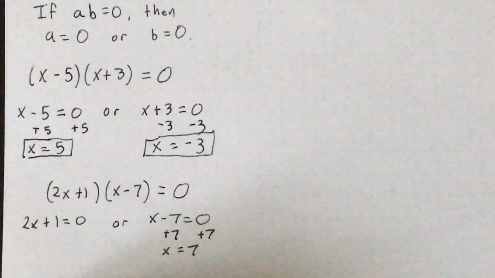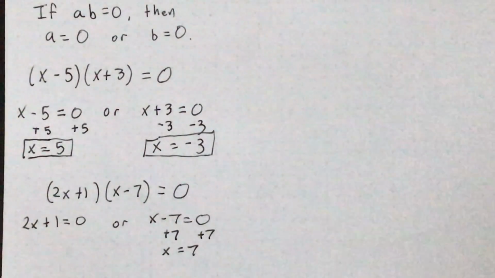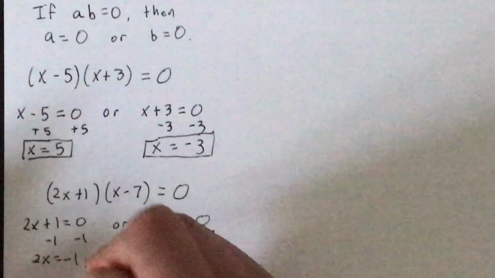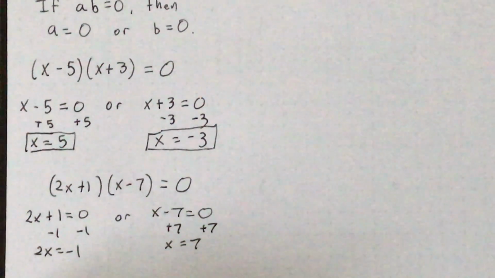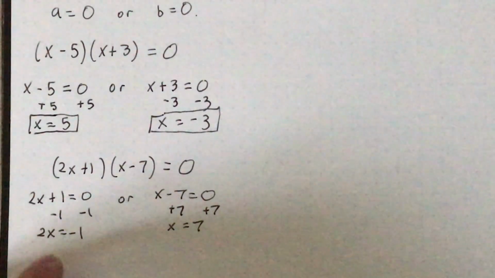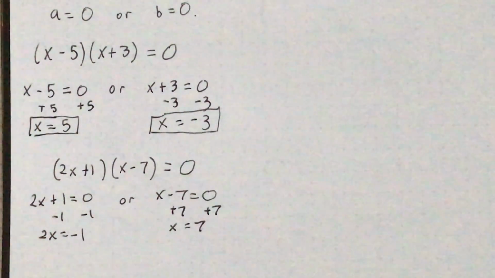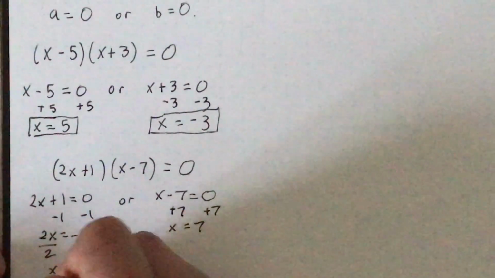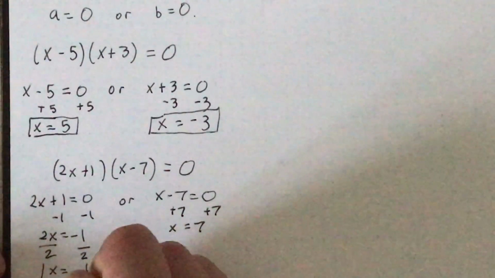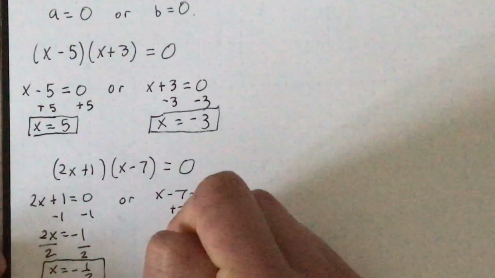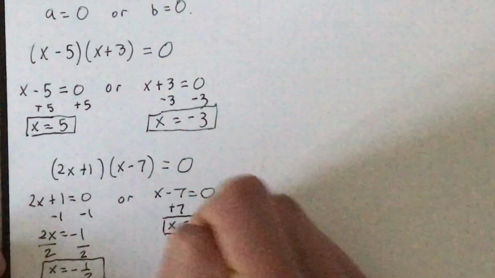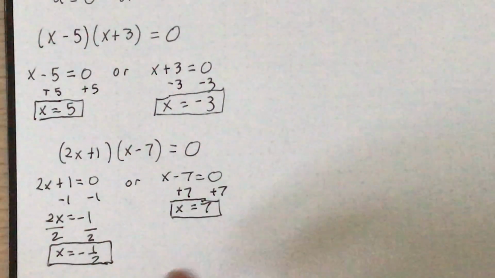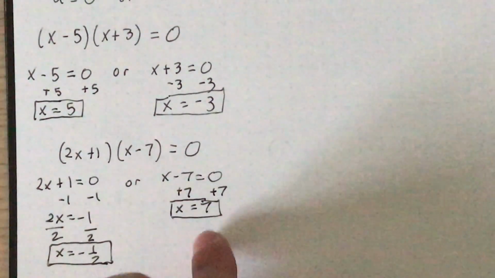You get x equals 7. Now for 2x plus 1, how do we solve this equation? This is two steps. First, we subtract 1 on both sides. You get 2x equals negative 1. And then we do the opposite of multiplying by 2. This is 2 times x, so the opposite of times 2 is divide by 2. x equals negative 1 over 2. You can convert this into negative 0.5 if you wish. So your two solutions are x equals negative 1/2 and x equals 7.